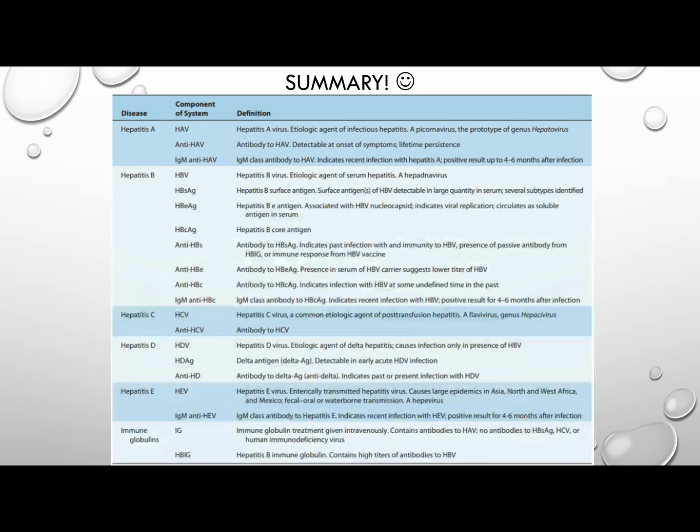So this is the summary, class, of the entire hepatitis A to E and their different markers and components. So hindi ko na siya i-discuss. Kindly memorize this, class. This will come out in your coming quiz.